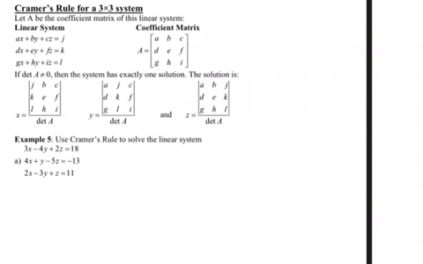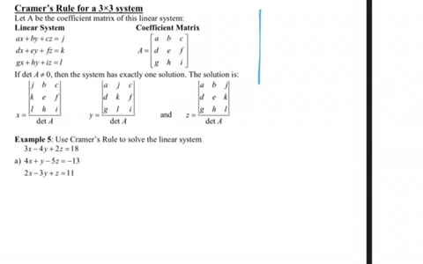All right, so now let's look at it. The rules still apply the same way for 3 by 3. It just gets a little more involved, because you have 3 variables, so you're going to have to do this 3 times, 3 determinants, and all that good stuff.